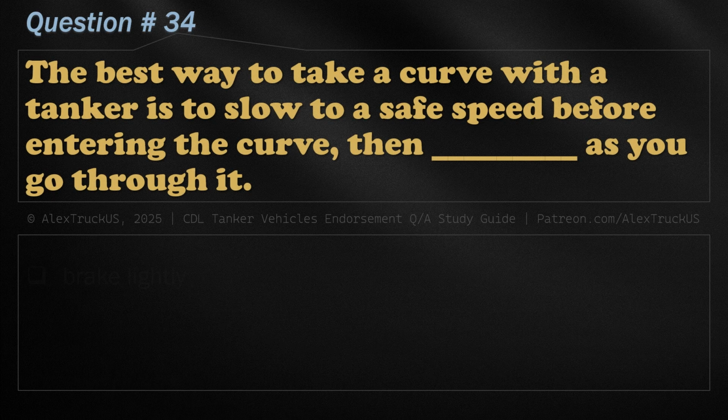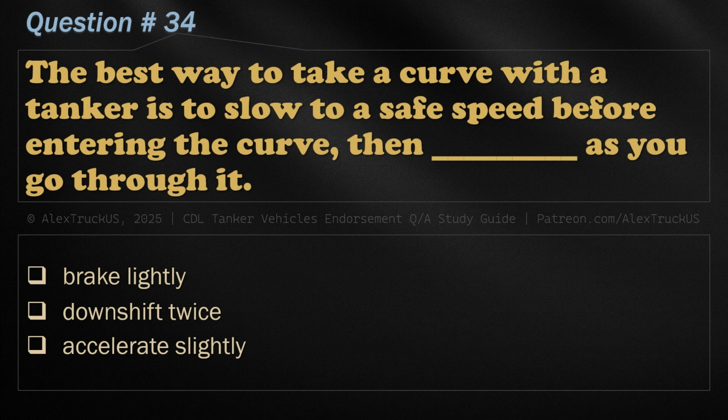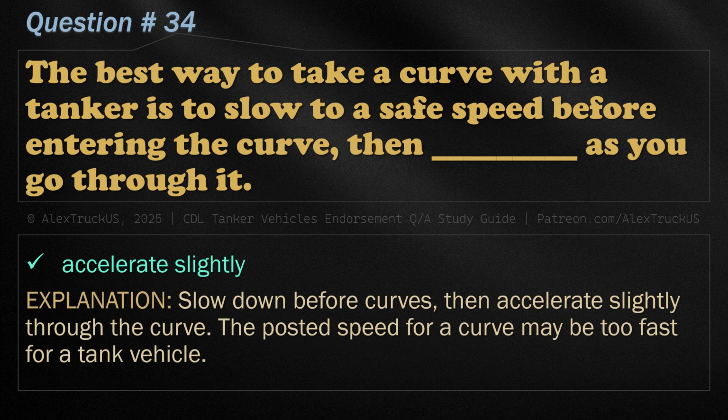Question 34. The best way to take a curve with a tanker is to slow to a safe speed before entering the curve, then, as you go through it, brake lightly, downshift twice, accelerate slightly. Correct answer is accelerate slightly. Slow down before curves, then accelerate slightly through the curve. The posted speed for a curve may be too fast for a tank vehicle.